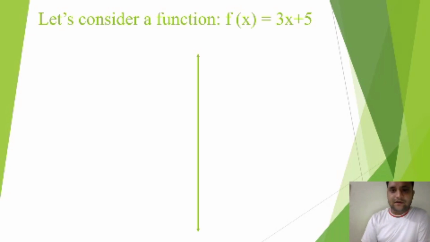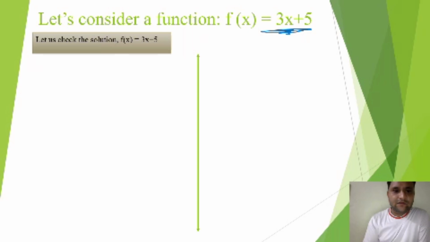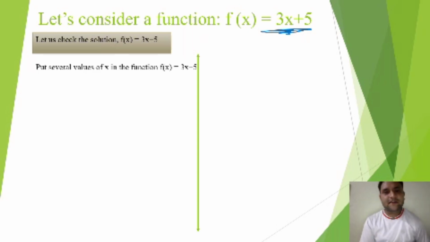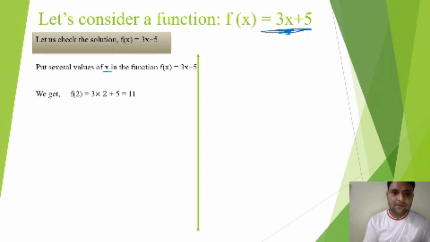Let us consider this was the function that we had considered, f(x) equal to 3x plus 5. Now let us check the solution of this function, f(x) equal to 3x plus 5. Let us put several values of x in this function. We can put any values of x here, so I'm putting several values of x. So on putting 2, we'll get here 11. So just put the value of x as 2. 3 into 2 plus 5 is 11.